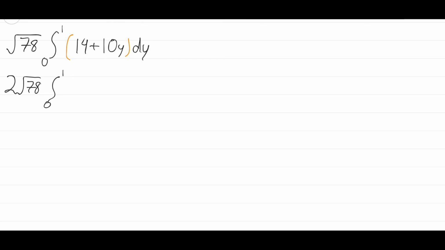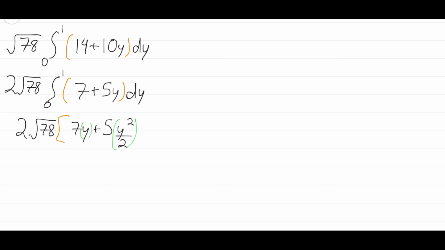So now let's integrate with respect to y. So we know the square root of 78, 1 over 0, 14 plus 10y dy, and we already set it up. So first thing we're going to do is we're going to factor out a 2 because 14 plus 10 are both even numbers. So 2 square root of 78, bounded from 0 to 1, we're left with 7 plus 5y times dy. And now we're literally just going to integrate this with respect to y. So the integral of 7 with respect to y is 7y, and the integral of 5 with respect to y is 5y squared over 2, bounded from 0 to 1.